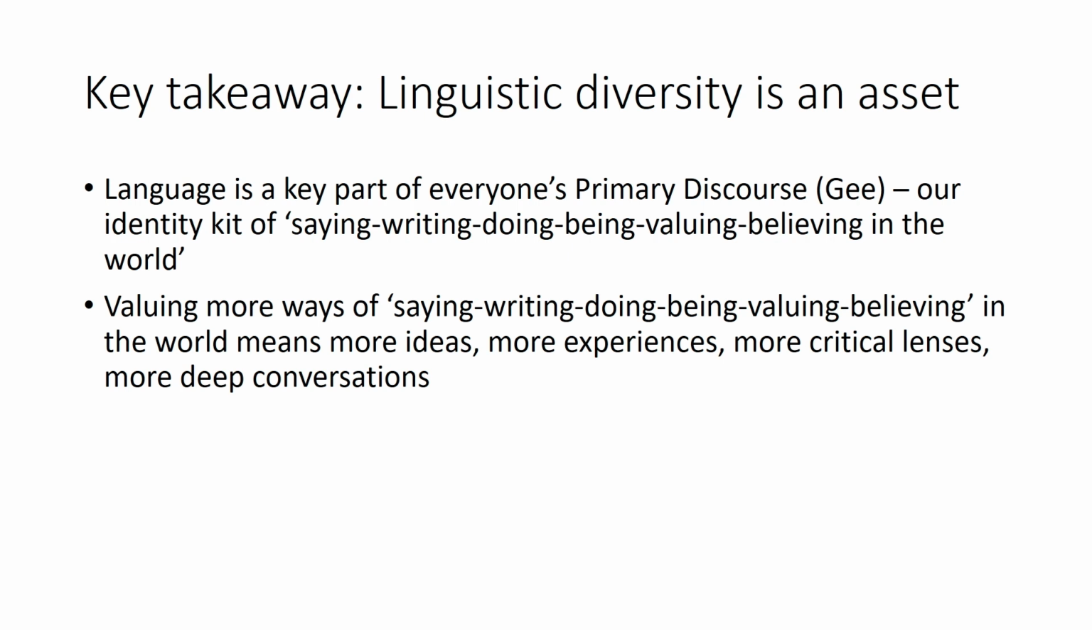This is a language philosopher, James Paul Gee's idea. We have these, I never get it right, saying, writing, doing, being, valuing, believing stances in the world, right? This whole thing. Language is just about how we interact in the world, every bit of it. It affects every single one of those things. And when we value more of these things, we really are valuing more people and cultures.